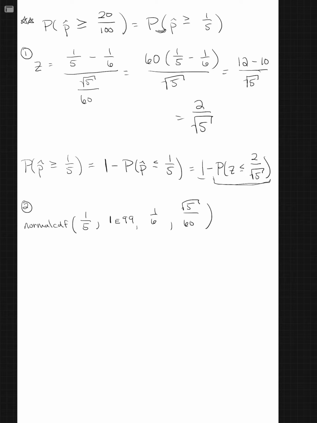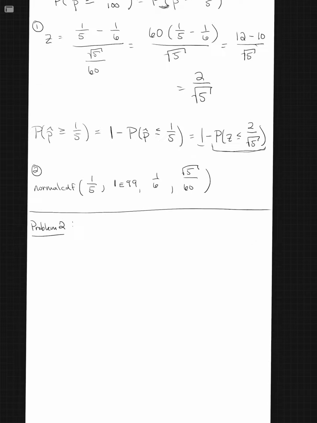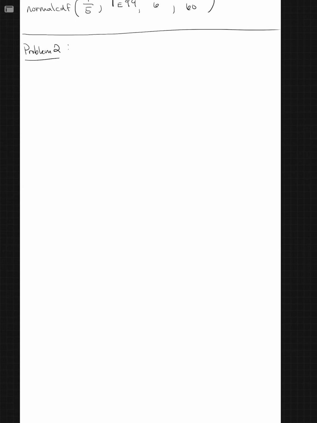Right? So we're going to do one more problem, because there's a type of question that comes up a lot more with proportions than with mean. So again, I'm going to write out a word problem. So it'll be a moment.